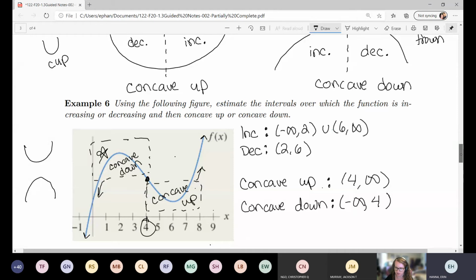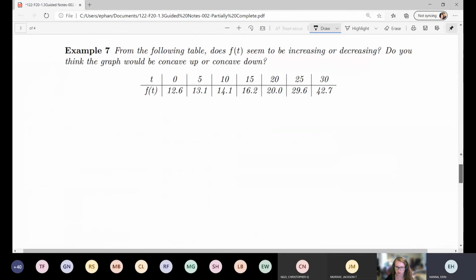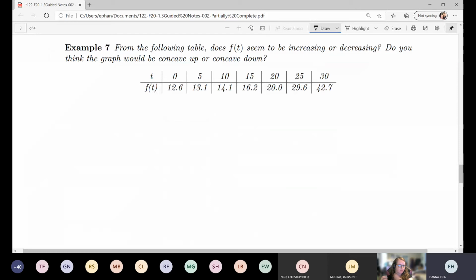Slowly running out of time, so I've got to start huffing a little bit. All right, example 7. So we're going to go through this somewhat quickly just so that I can get to the definition of relative change.